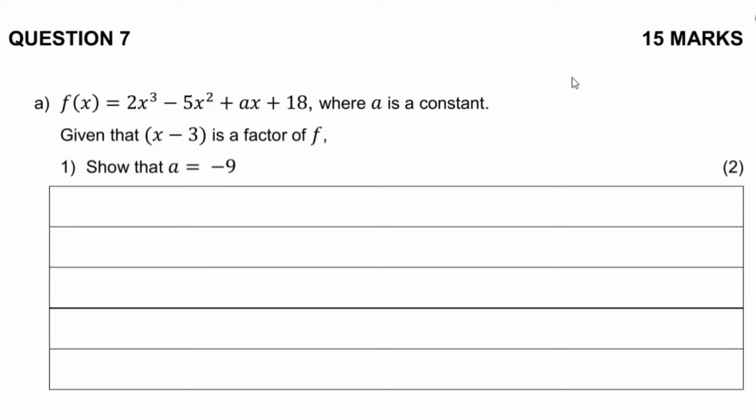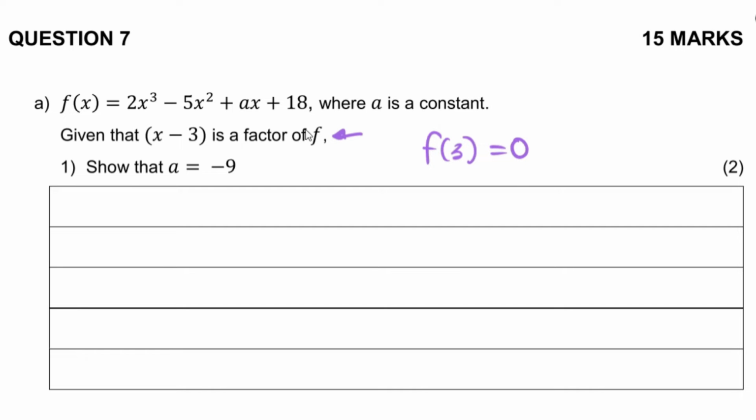So we have this function f(x) = 2x³ − 5x² + ax + 18, where a is a constant. Given that x − 3 is a factor of f, show that a is equal to −9. What this means, when you're told that x − 3 is a factor, is that if you substitute x = 3 into f(x), you would get 0.